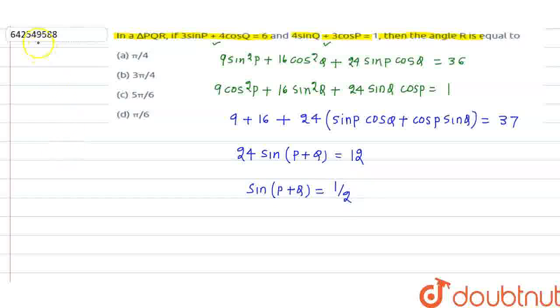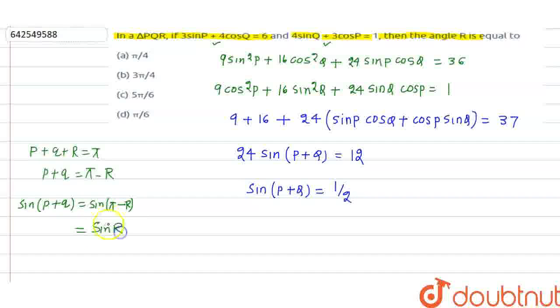Now we know that the sum of angles of a triangle will be what? P plus Q plus R, sorry, this is capital R, is equal to pi. Then P plus Q can be given as pi minus R. Now if you take sine both sides, this will be sin P plus Q, and this is sin pi minus R, and we know sin pi minus R is sin R.